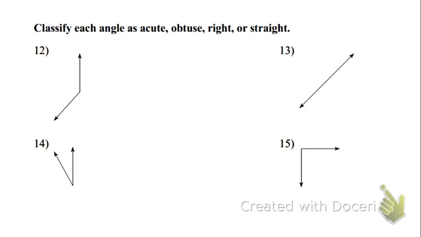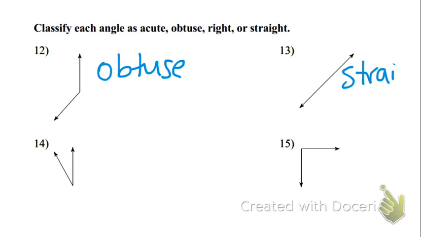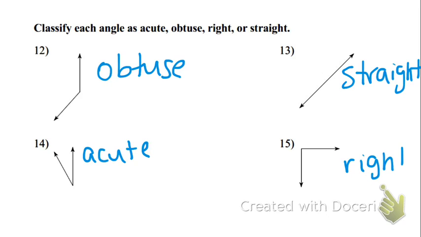So now we want to classify each angle. We know this first one is obtuse, greater than 90. Our next one is a straight angle that's equal to 180. Here we've got acute, less than 90, and a right angle is equal to 90.